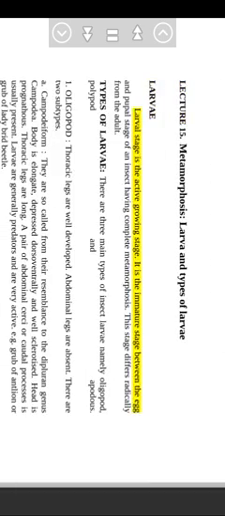Lecture 15. Metamorphosis. Larva and types of larva. Larva. Larval stage is the active growing stage. It is the immature stage between the egg and pupal stage of an insect having complete metamorphosis. This stage differs radically from the adult. Types of larva. There are 3 main types of insect larvae, namely oligopod, polypod and apodous.